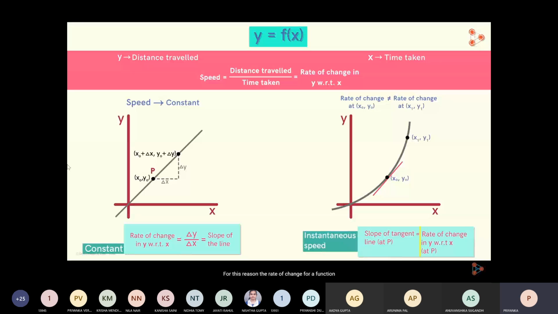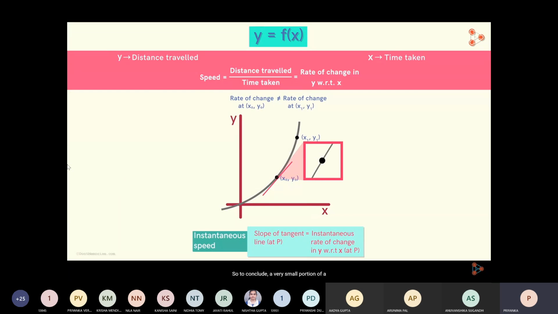For this reason, the rate of change for a function at a particular value of x, x0, is called the instantaneous rate of change at x0. So to conclude, a very small portion of a curve around a point can be approximated by the tangent line at that point. The slope of this tangent line tells us the instantaneous rate of change of the function at that point.